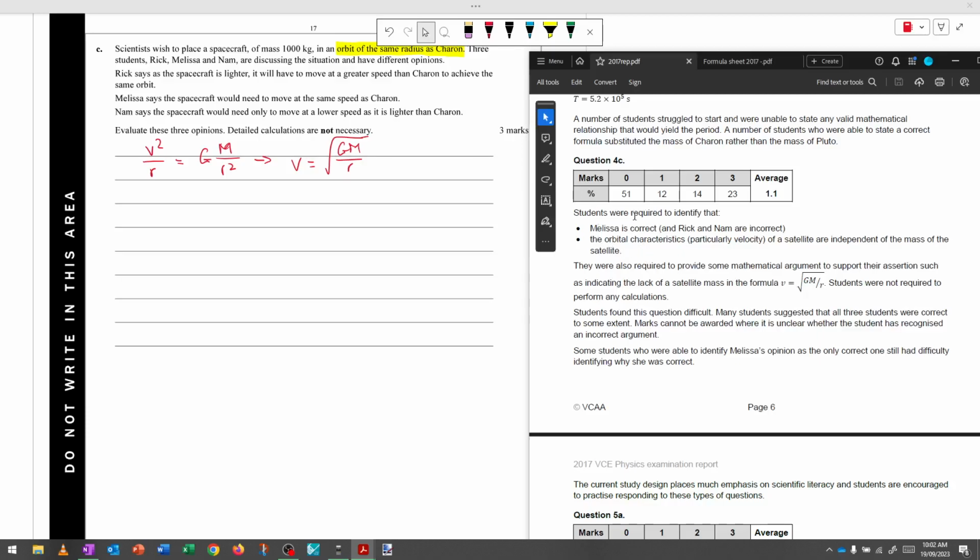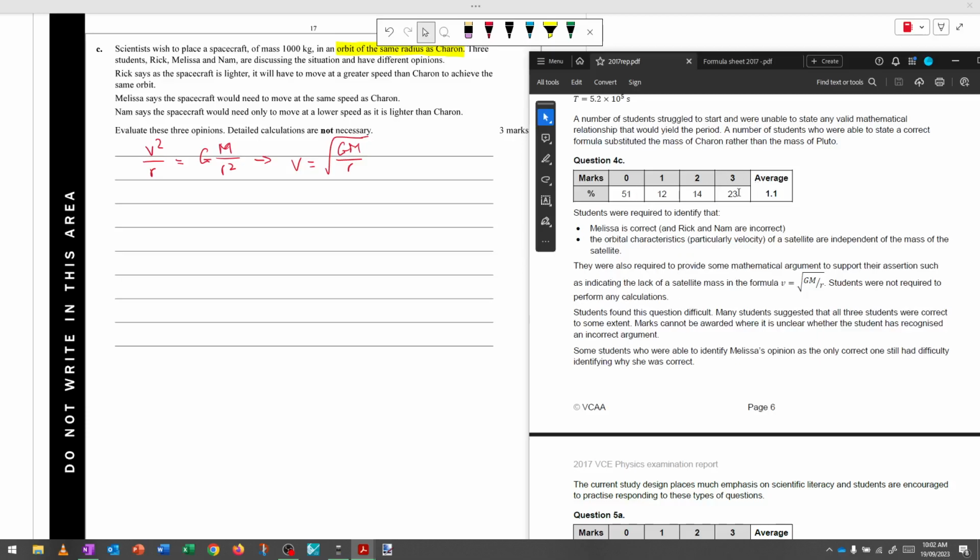Okay, and so it says students were required to identify that the orbital characteristics, particularly velocity of a satellite, are independent of the mass of the satellite. And that's what we're saying here. The velocity only depends on the mass of Pluto and the orbital radius at which you are orbiting. They were also required to provide some mathematical argument to support their assertion, such as indicating the lack of a satellite mass in the formula v equals square root of GM over r. And that's what we've done here. I just haven't written it down. Students were not required to perform any calculations.